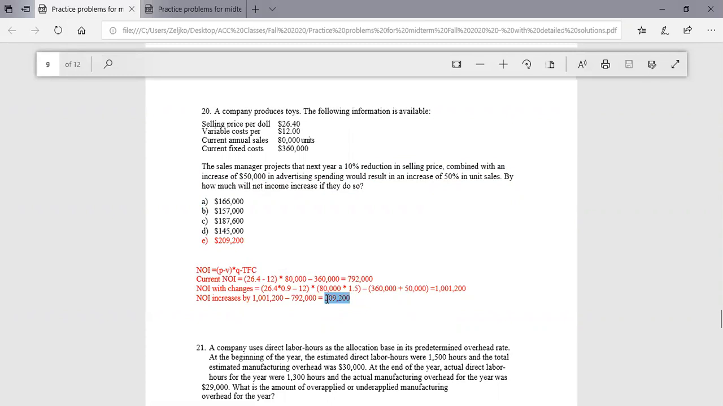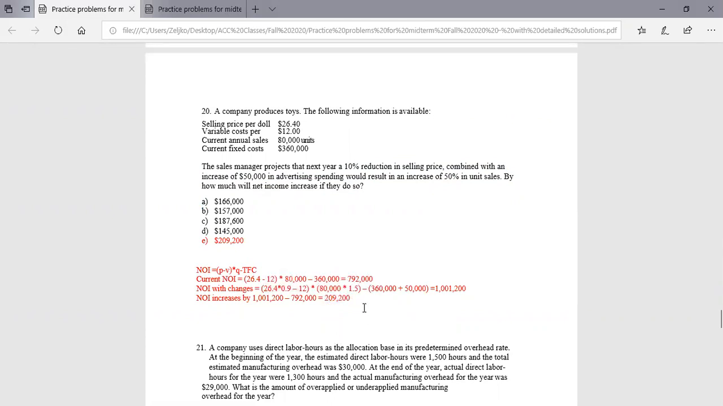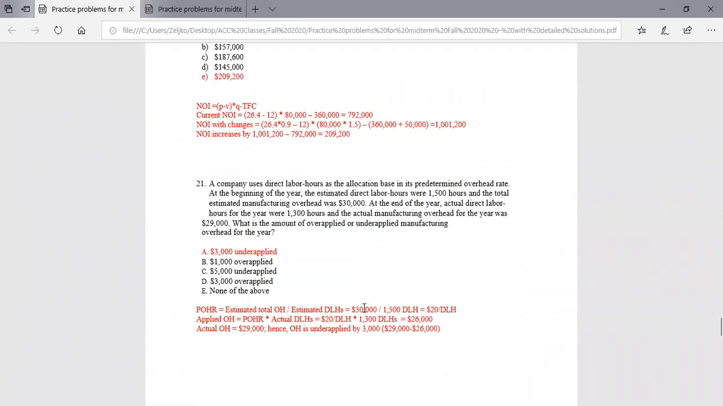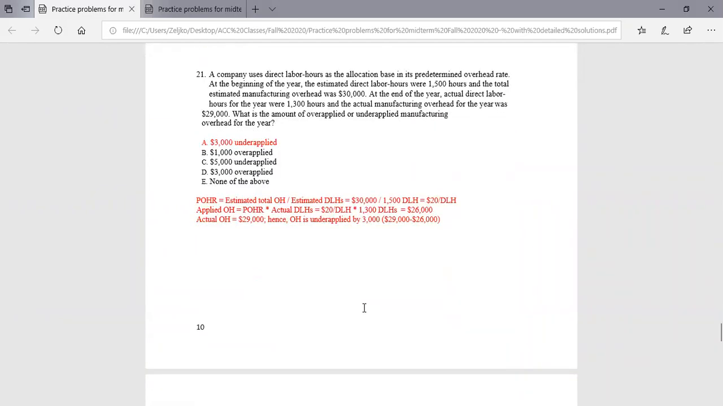So the increase will be $209,200. Right? So we don't need to go through the same procedure. You can look at it on your own. 21. What is the amount of over-applied or under-applied overhead?